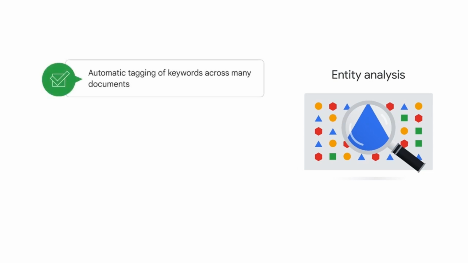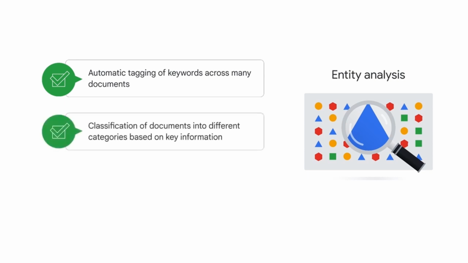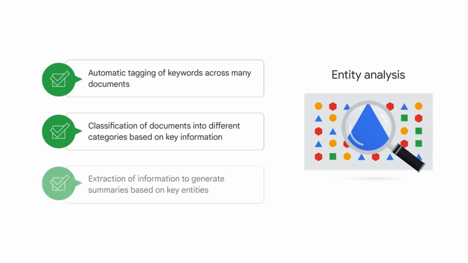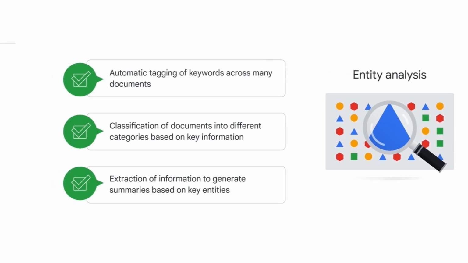How about automatic tagging? Say you have tons of legal documents and you want to auto-tag the main words of each document. How about document classification? Say you want to classify your documents to different categories based on key information in the text. Or what about information extraction, so you can generate summaries based on the key entities in the doc? There are many other usages of entity analysis. Take a minute to think about how to apply it to your use cases.